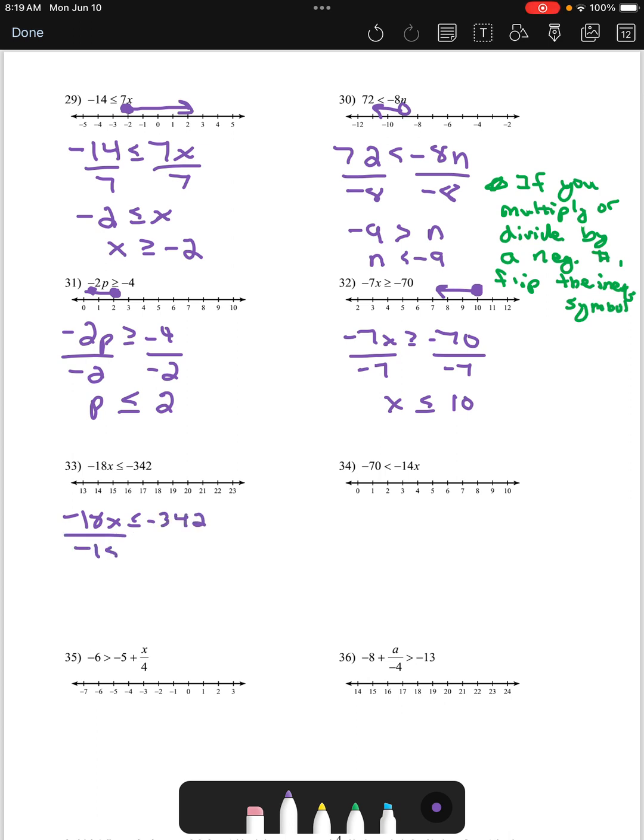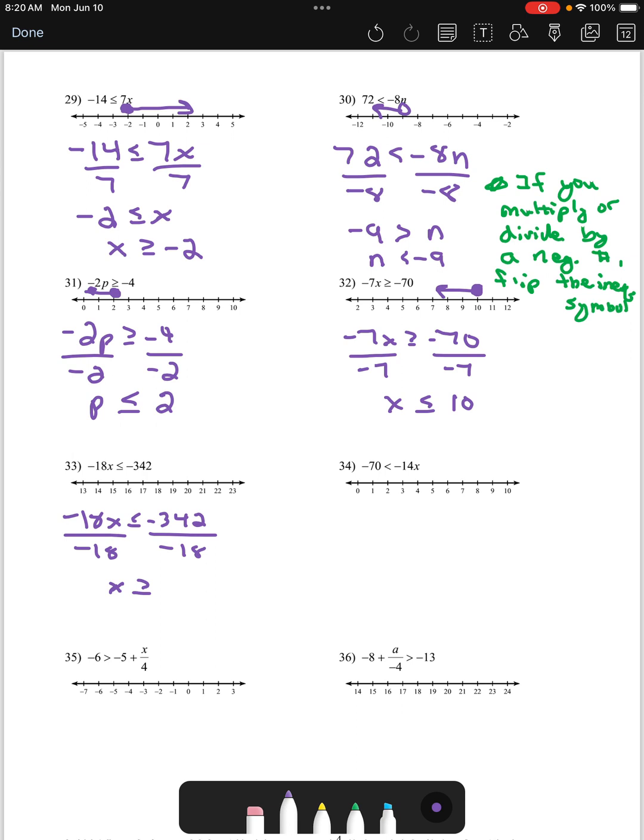I invite you to pause and try 33 and 34. Because we're dividing both sides by a negative number, we are going to flip the inequality symbol. A negative divided by a negative will be a positive.